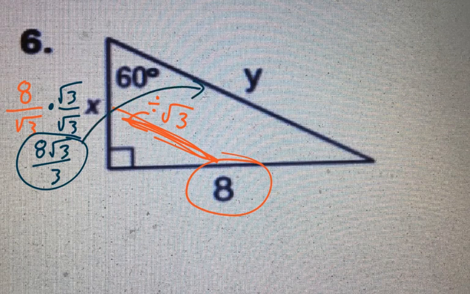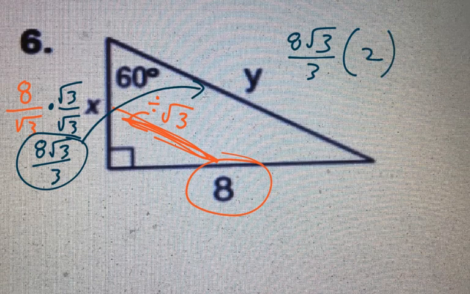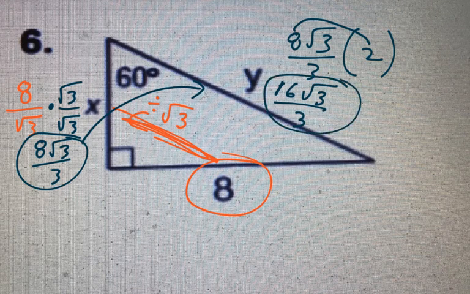Now, what again is the hypotenuse, y in this case? I'm going to take 8 square root of 3 over 3, that's the short side, times 2. And 2 times 8 means this side is 16 square root of 3 over 3. And I'm done. So pause the video one last time.